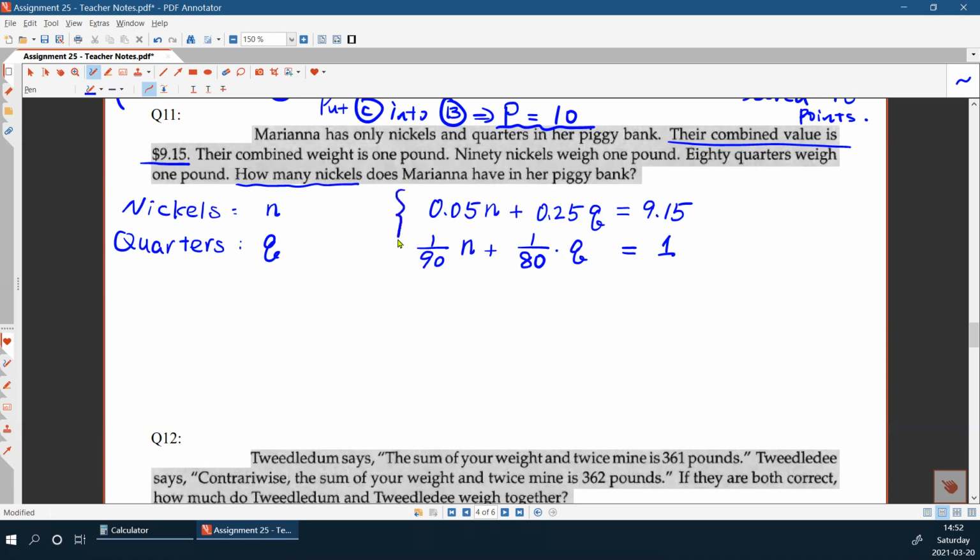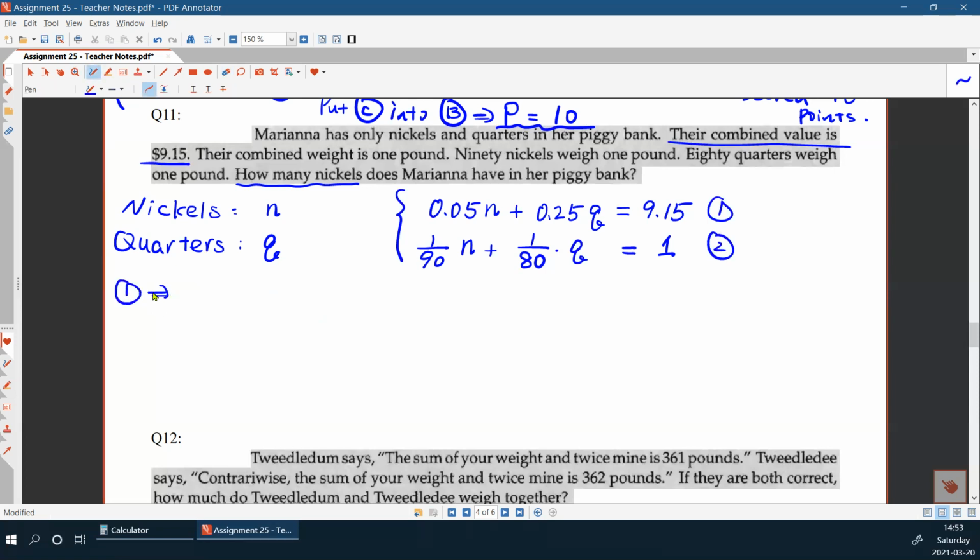Based on this system of linear equations, two variables and two equations, we can solve for n and q. So how do we solve this? Usually we don't like ratios and we don't like decimals, so first let's simplify the equations. For the first one, we can simplify by multiplying 100 to both sides, so that means 5n plus 25q. It's better to write them separately here. This is 1, this is 2.